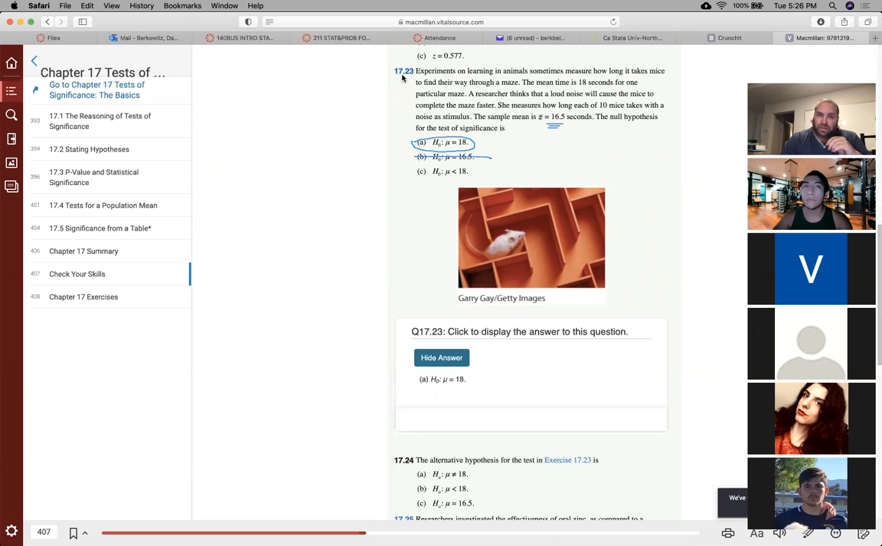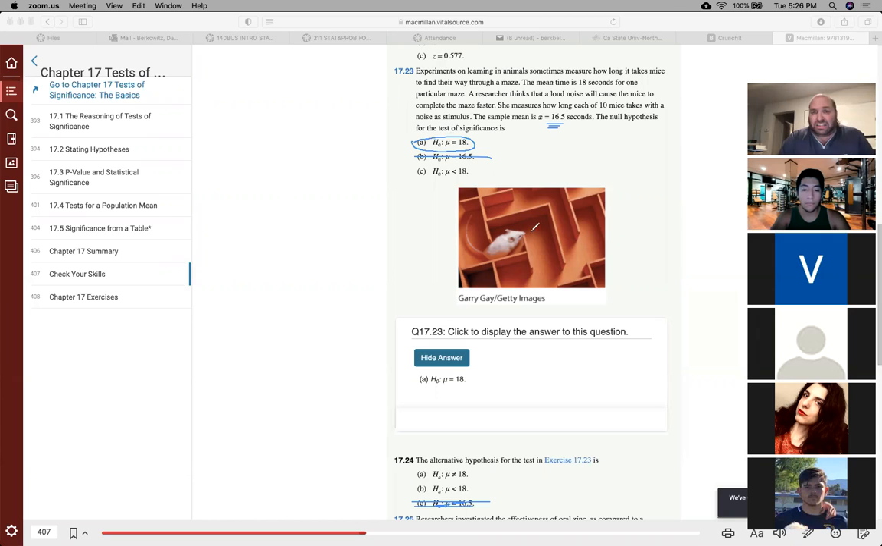First of all, the null and the alternative hypotheses have nothing whatsoever to do with your sample. C is immediately out. That is your sample result, which has got nothing whatsoever to do with the null and alternative hypotheses. The null hypothesis always gets the equal sign. So 18. It's either not equal to or less than. These are both valid alternative hypotheses.